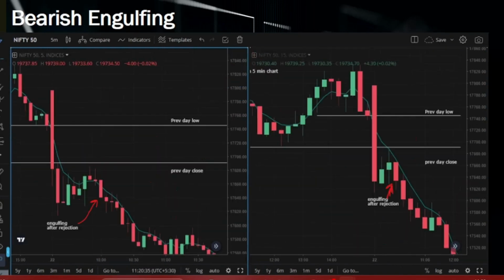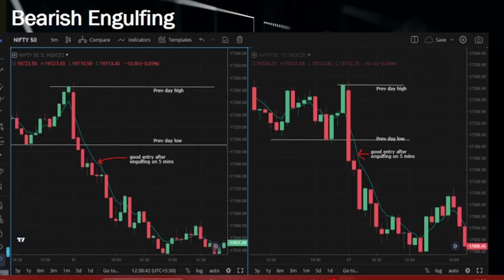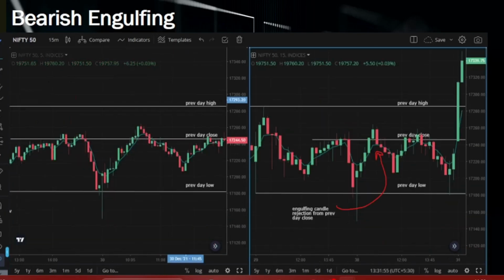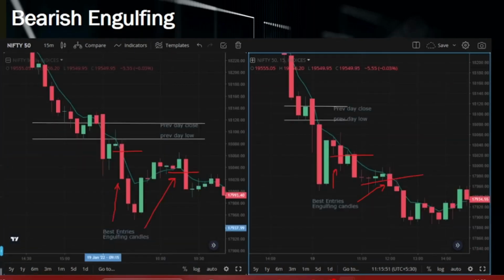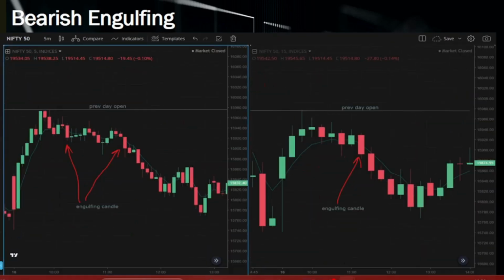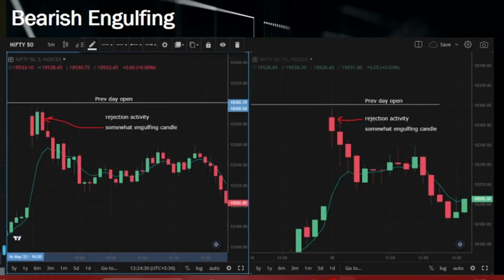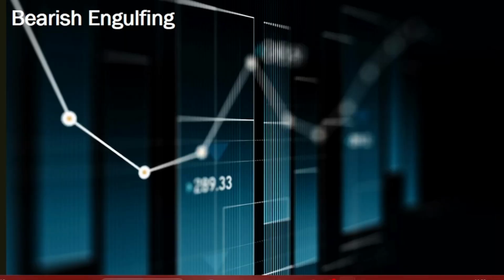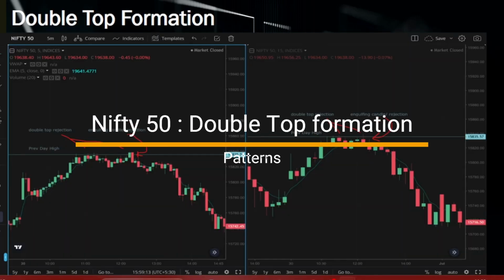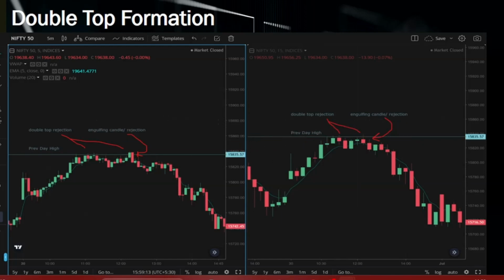So the point I'm trying to make, guys, you can pause and you can see these patterns which I have marked. And if you want the PPT, I can share with you. So bearish engulfing is a very important price action which you can use to enter a bearish trade when the previous day closed bearishly. The next price action that we have on this particular presentation is double top formation. So this is also one of the very important formations that you can look for.